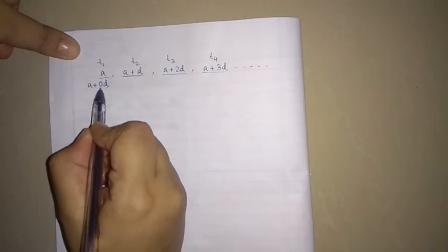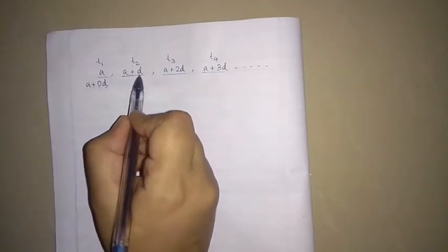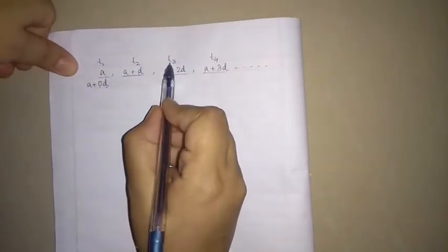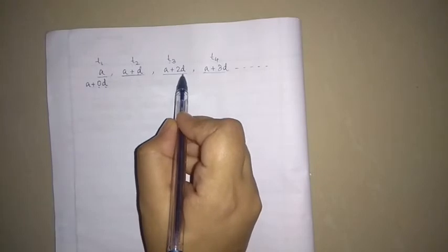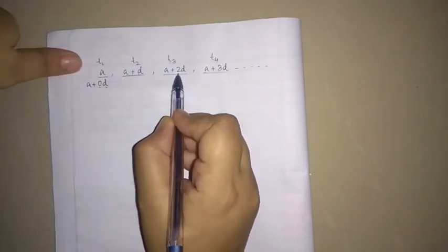This is the first term, so the coefficient of d is 0. This is our second term, so the coefficient of d is 2 minus 1, which is 1. This is our third term, so the coefficient of d is 3 minus 1, which is 2.